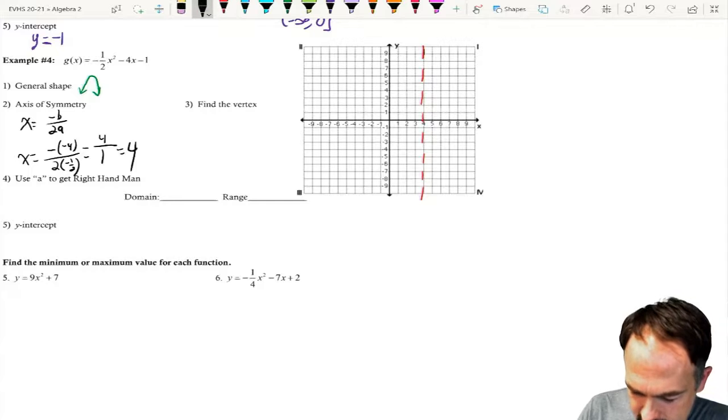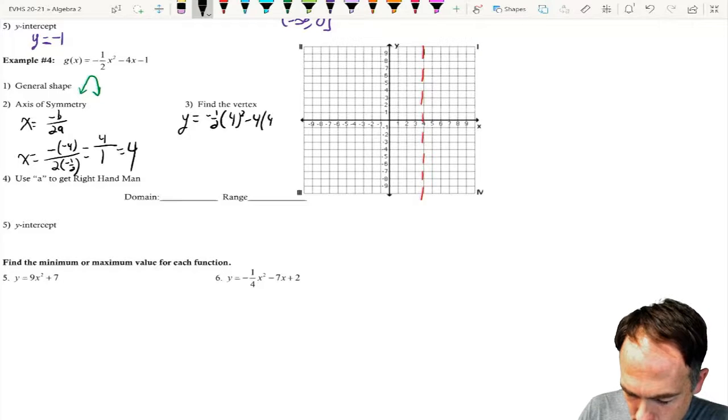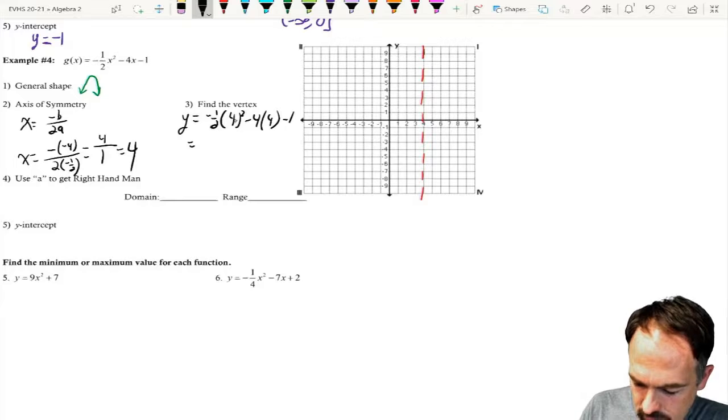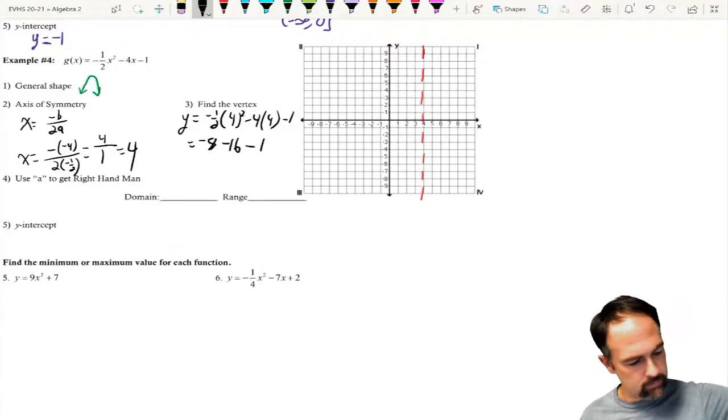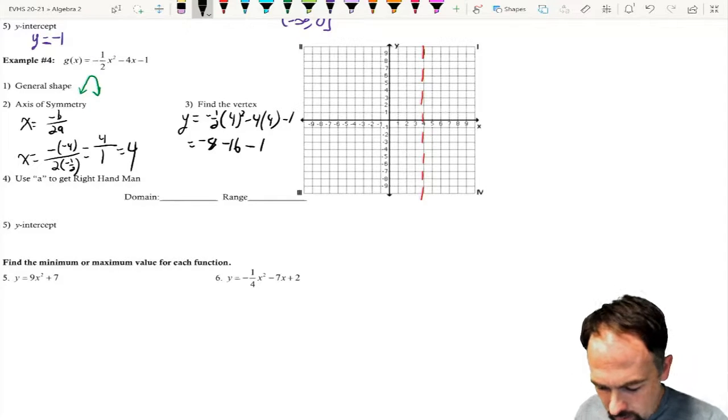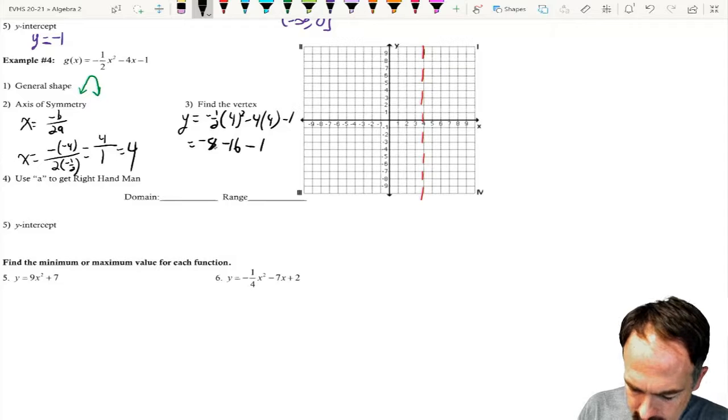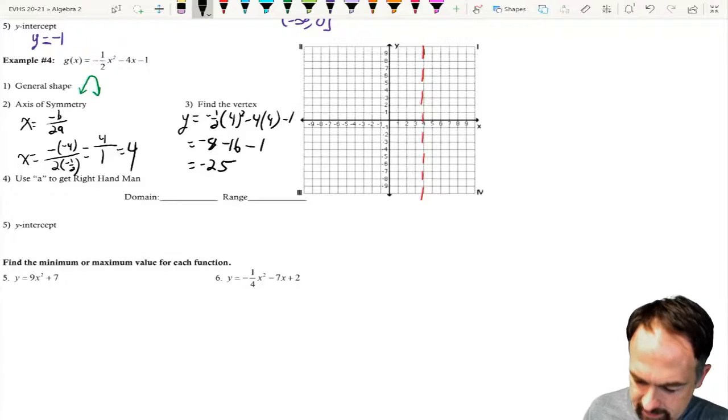Now let's go ahead and find our vertex. y equals negative 1/2 times 4 squared minus 4 times 4 minus 1. Well, 4 squared is 16 times a negative 1/2 is a negative 8. Negative 4 times 4 is negative 16, and then minus 1. And then negative 8 minus 16 is negative 24, minus 1 is negative 25.